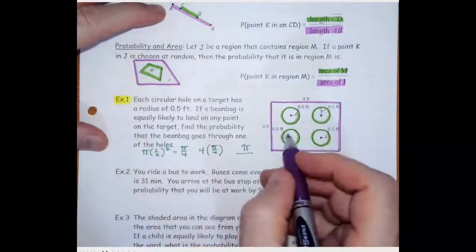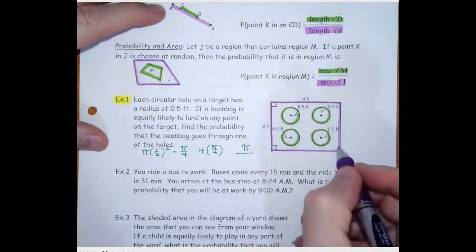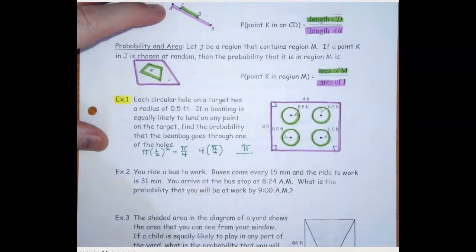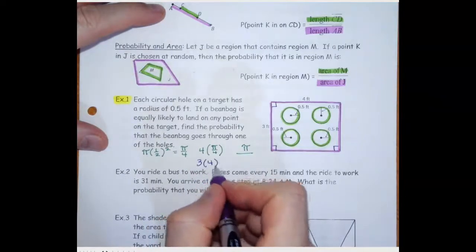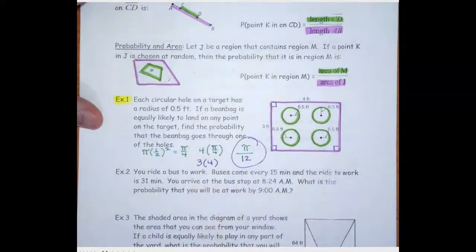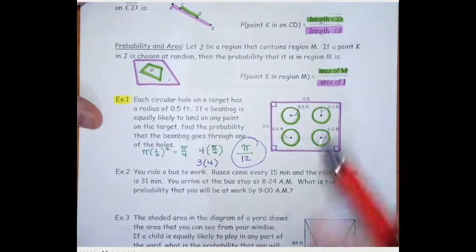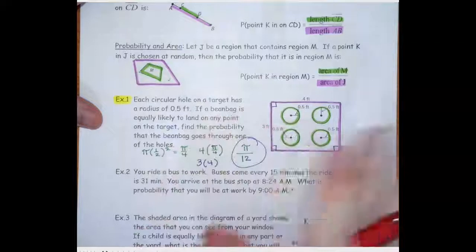Doesn't really say that in here, but let's throw some right angles on there, make it a rectangle. So that's just going to be 3 times 4. So that's going to be 12. All right, and like I was saying, this would be feet squared and this would be feet squared, and we can cancel those out. Probabilities don't have units on them.